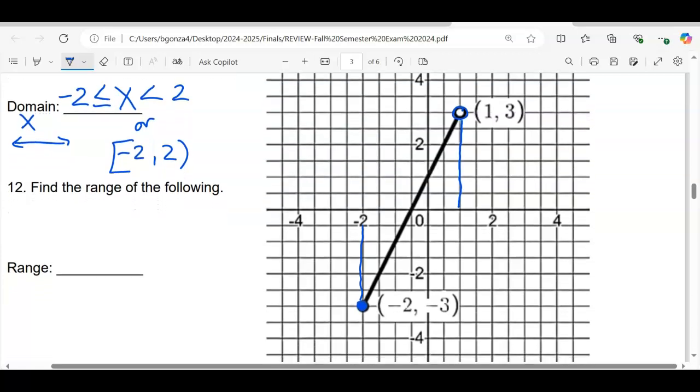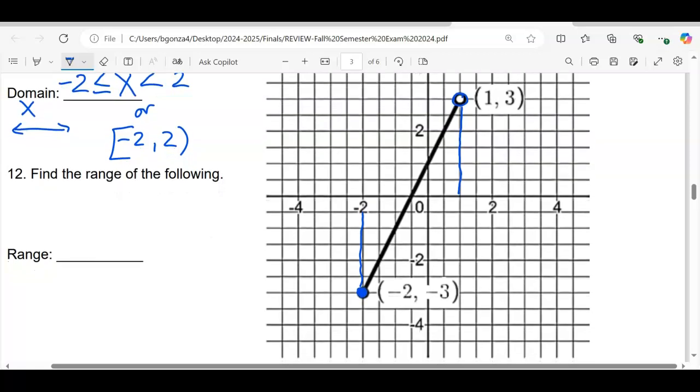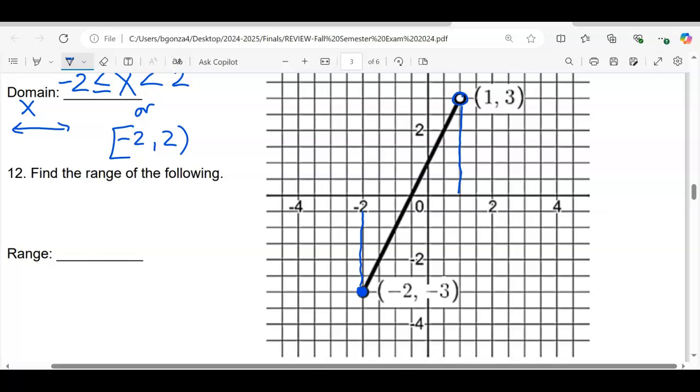Now remember, range is y, and since range is y, that's vertical. And it's from bottom to top. Very important that you start at the bottom. So this time we're going to put a y in the middle, less than, less than. How far down does this line go? This line at the bottom here is at -4.